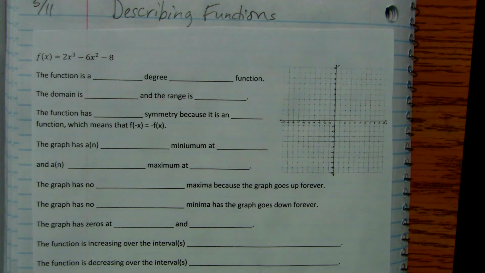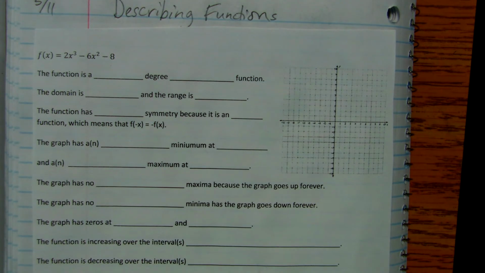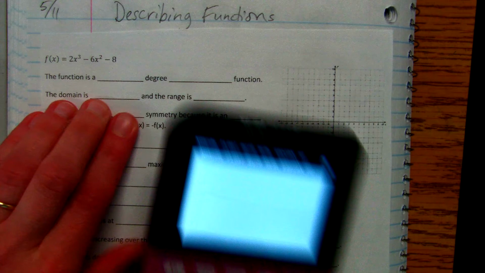All right, so this is what the assignment's going to look like. Lots of fill in the blank. We're starting with the function. The first thing we're going to do is use our calculators to help us graph the function and put it on the graph, and then we'll do all of the describing.